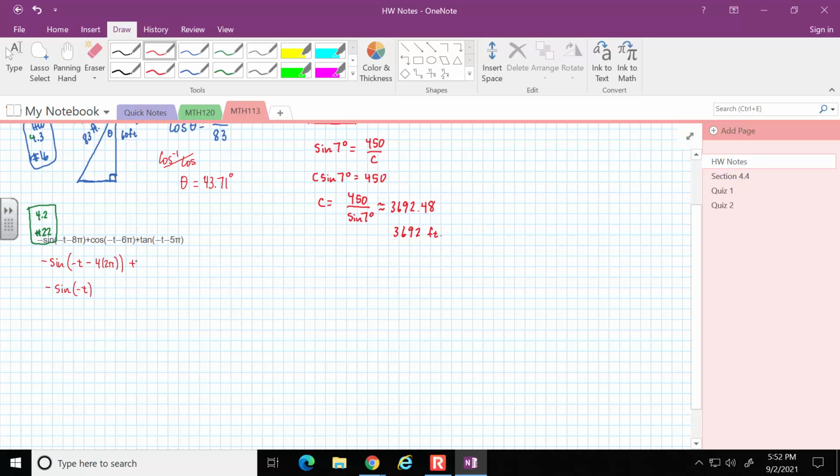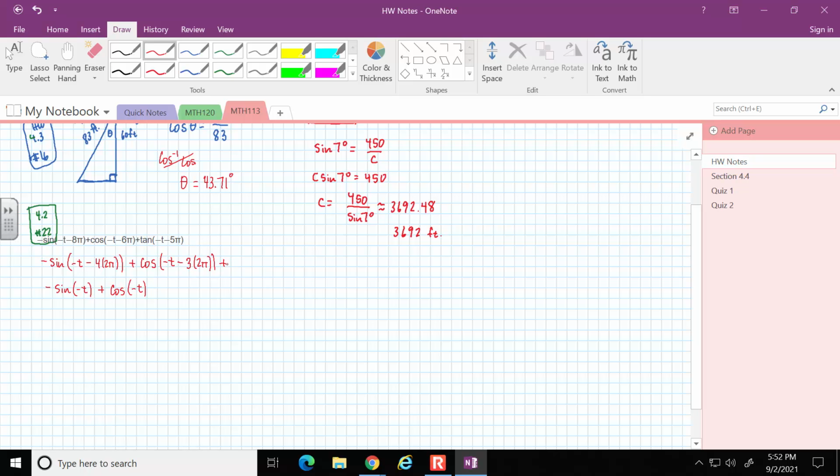Cosine, this part's really kind of the same. I've got plus cosine of negative t, and it's got minus 6 pi. Well, that's really the same as minus, I guess, 3 times 2 pi. Meaning I've just gone around that circle 3 times, but I'm at the exact same point. So that's really the same as plus the cosine of negative t.